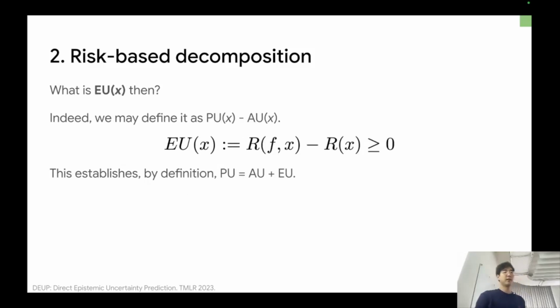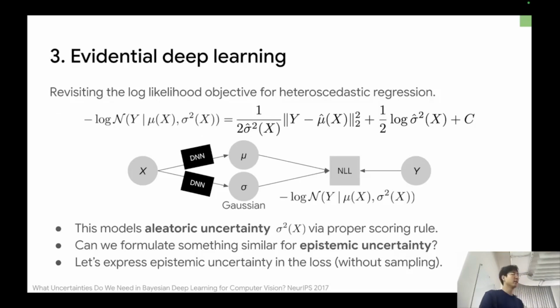And epistemic uncertainty is just the difference between R of f and x and R of x. This is always greater than 0 by the optimality of f, okay? So the risk will always be higher than the optimal risk, which is a nice property for epistemic uncertainty. You want this to be positive always, right? So that was the risk-based decomposition.